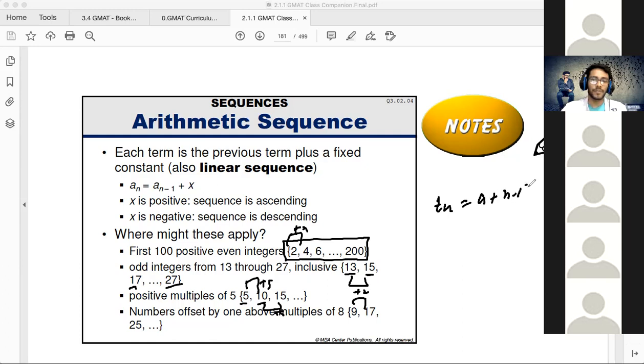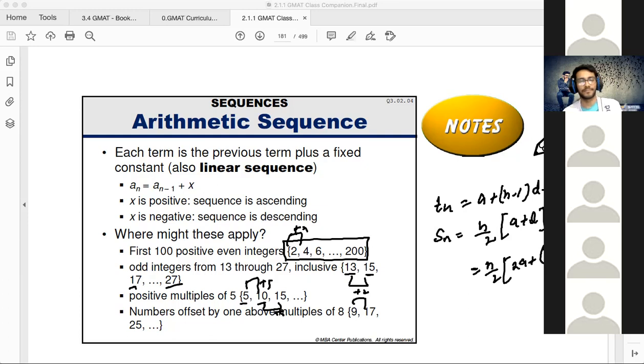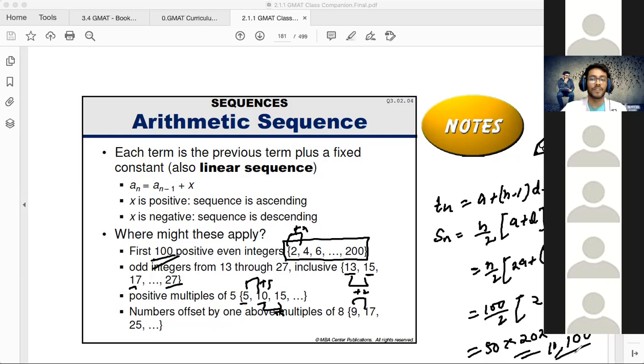a plus n minus 1 into d. And if you need the sum of an arithmetic progression, what will you do? Sn equals n by 2 times first term plus last term, or n by 2 times 2a plus n minus 1 into d. Remember this also. Very simple formula. But how will you get the number of terms? The number of terms is given, no? 100. So put 100 by 2. First term is 2, last term is 200. So 100 by 2 is 50, into 202. So the answer is 10,100. If you sum all these numbers, 2, 4, 6, 8, and so on, you will get 10,100. That's how we do it. Remember this formula, very, very important.